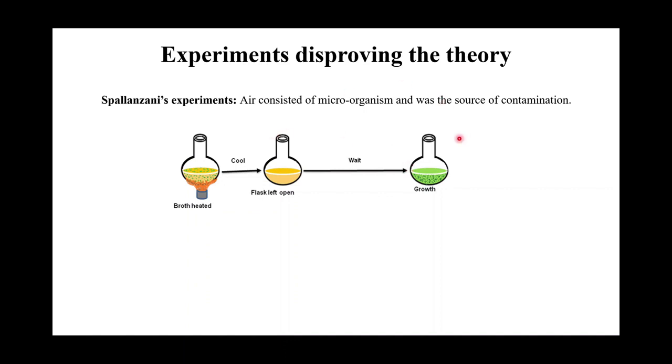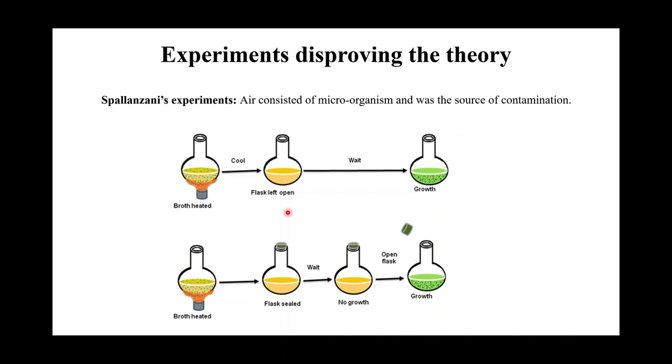So you see this. But then he did something else. He kept the flask as it is, with the broth, but he put a cork on top of it. Now, with a cork, there is no air coming into the flask anymore, and he waited and he saw no growth. So he could deduce that if there is no air, there is no growth, because air brings different microorganisms or organisms into contact with the broth and they start reproducing and growing.